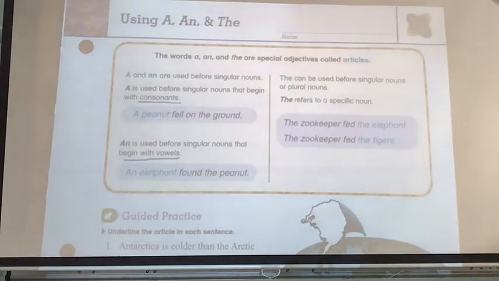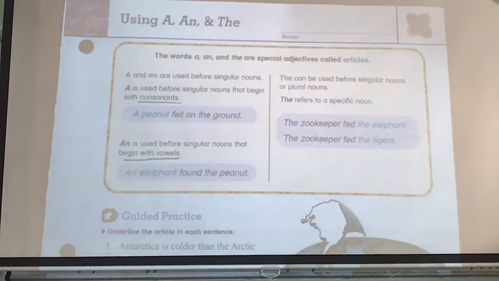Now we have a and an, and we also have the. I can use the if I'm talking about singular nouns or plural nouns. So a is more general. If I say a peanut or a classroom, you don't really know what I'm talking about. But when I say the, I'm usually talking about a specific noun. So if I said the 3rd grade classroom, I'm talking about a particular place or a particular noun. So we have the zookeeper fed the elephants. The zookeeper fed the tigers. So elephant is singular, tigers is plural, I can use the for either one.